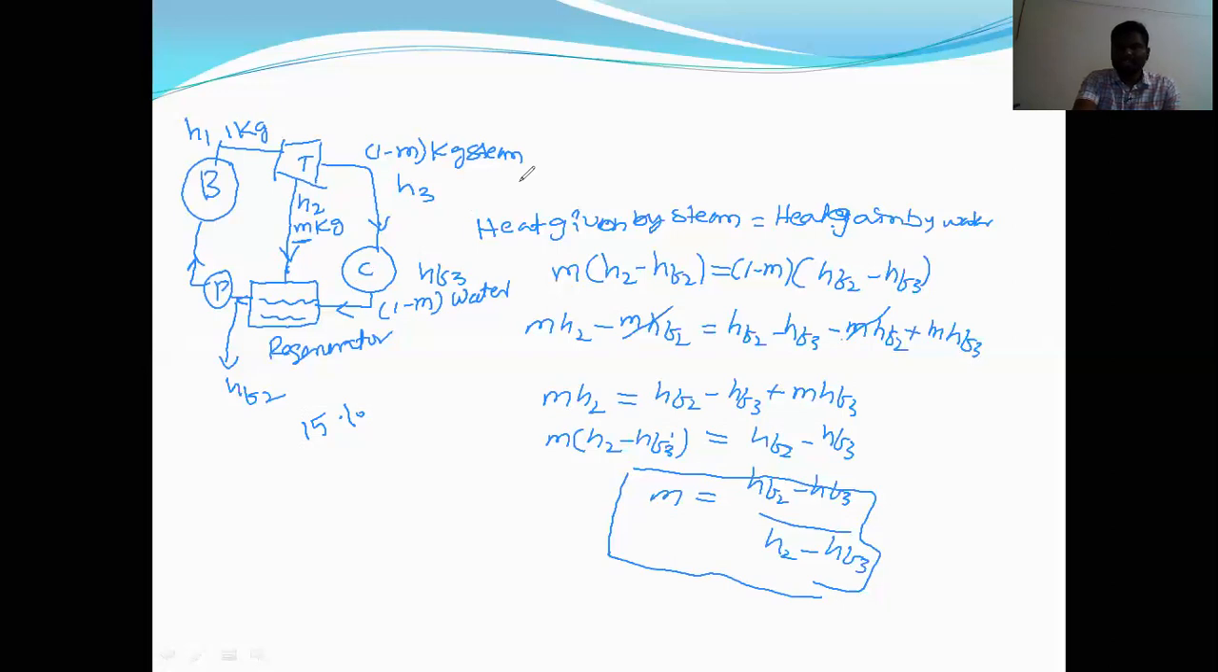The advantage of the regeneration cycle is that it will increase the thermal efficiency of the cycle. The difference between the Rankine cycle and the regeneration cycle is that the regeneration cycle has one regenerator where steam and water interact. By that it increases the thermal efficiency of the cycle.